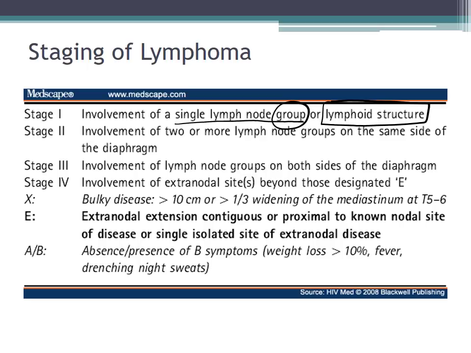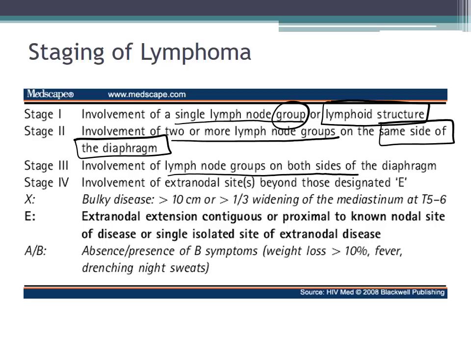In stage 2, you'll have 2 or more lymph node groups involved, but very importantly, they are on the same side of the diaphragm. And we'll look at some images on the next slide, and that will make a little more sense. Stage 3 will be the involvement of lymph node groups on both sides of the diaphragm. And that means obviously you're going to have at least 2 groups involved. So you're going to be past that stage 2, but because you have one group on one side of the diaphragm and one group on the other side of the diaphragm, that would put you in stage 3. Now, if you had 2 groups on the one side of the diaphragm and one group on the other, that still puts you into stage 3.